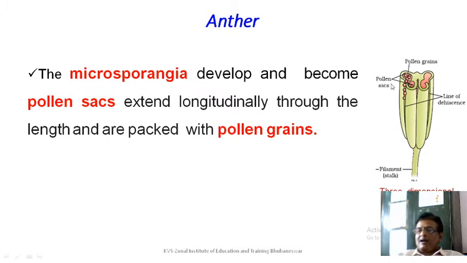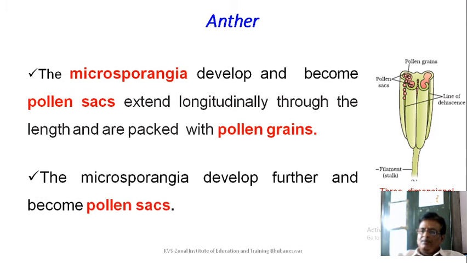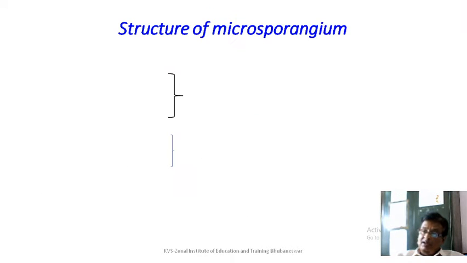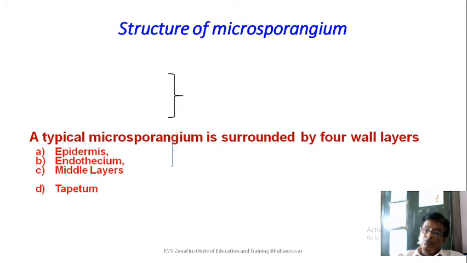If you can see the diagram, these are the 4 pollen sacs. The microsporangia develop to become pollen sacs that extend longitudinally through the entire length and they are packed with pollen grains later on. The microsporangia develop further and become pollen sacs. This is something for you to remember.